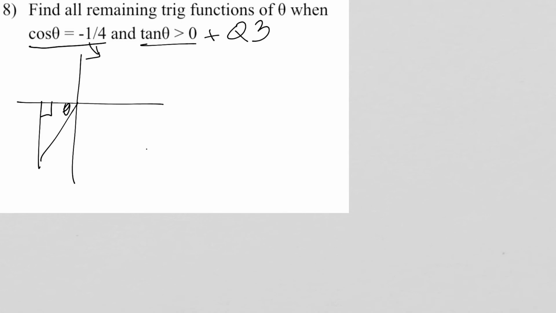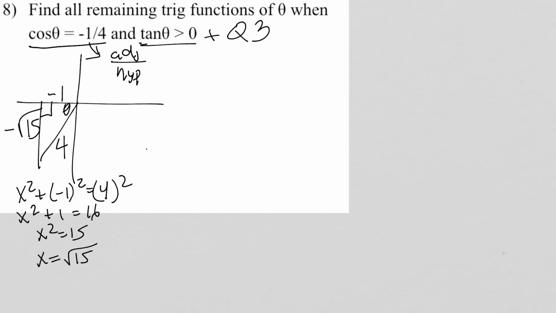Again, I need to figure out the placement of the adjacent and the hypotenuse side, the -1 and the 4. So here's my adjacent side, here's my hypotenuse side. Use Pythagoras to get that third side. Okay, so this third side is √15. Common mistake is to forget about this negative, but this is a negative part of my y-axis down here, so that should have a negative on it. All right, now we got to find the rest of the trig functions.